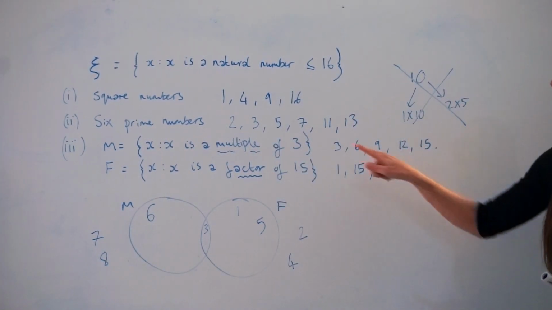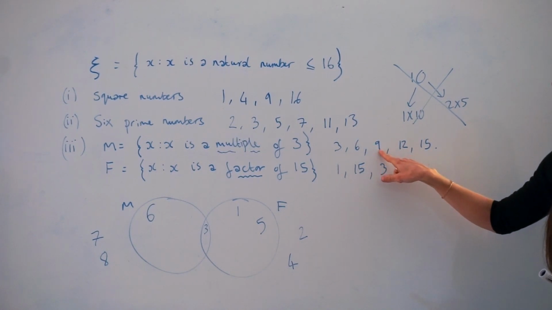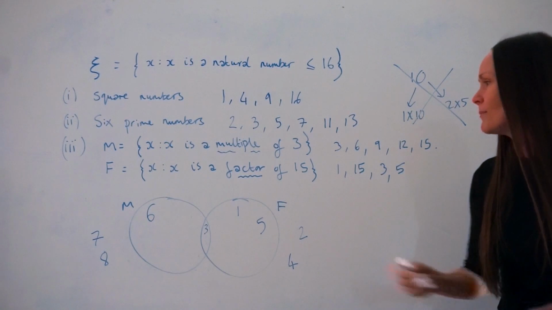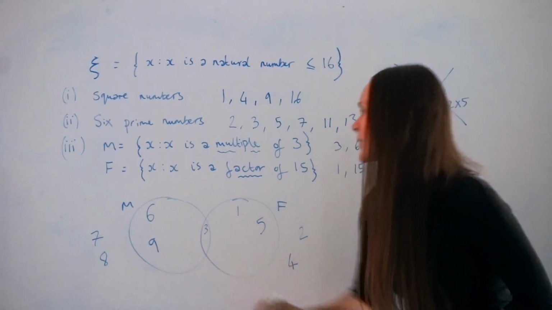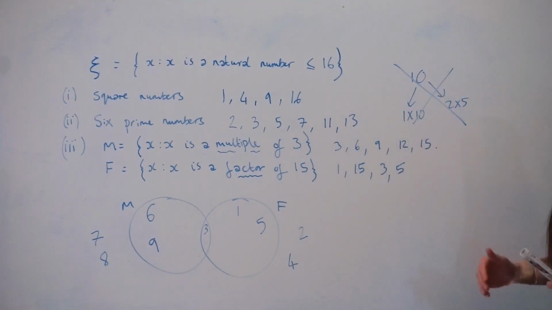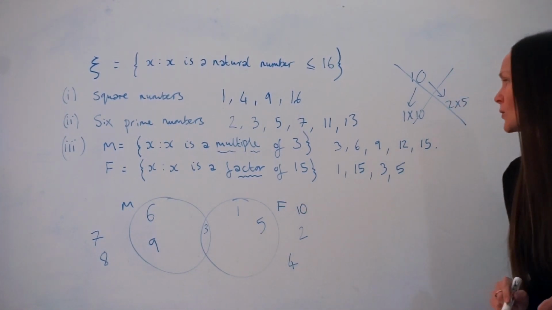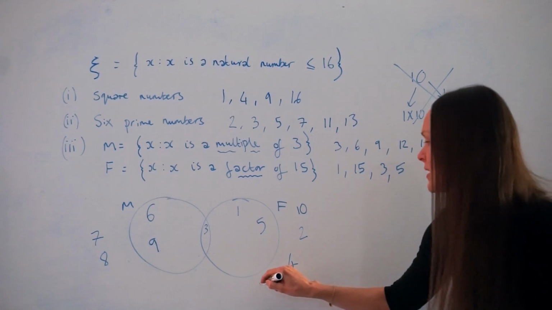Number 9, however, is a multiple of 3. Okay, so you need to make sure that this number lies in set M. So I'm going to put number 9 here. Number 10 is not a multiple of 3, it's not a factor of 15, so this one also goes outside the circles. Number 11, likewise.